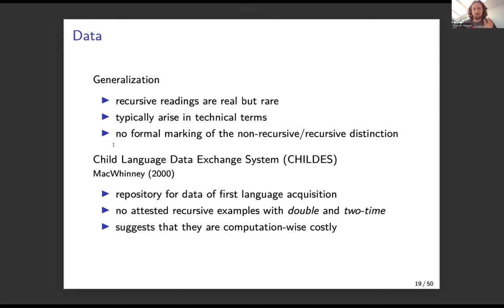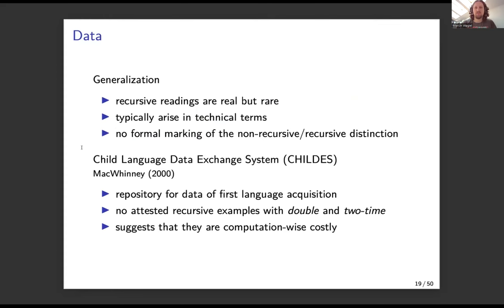Admittedly, they are rare, but they're a real thing in everyday use. And they typically arise in technical terms. What is of great importance here is that there's no formal distinction between the non-recursive and recursive reading. So even in a language such as Japanese with lots of classifiers, when you would expect that maybe there's a dedicated classifier, but that's not the case. So it suggests that there's some kind of underspecification rather than ambiguity involved.